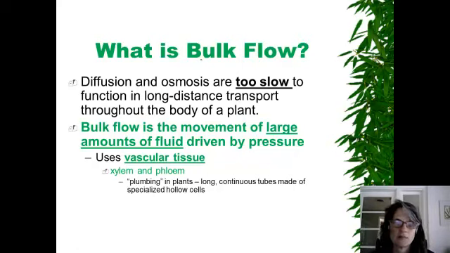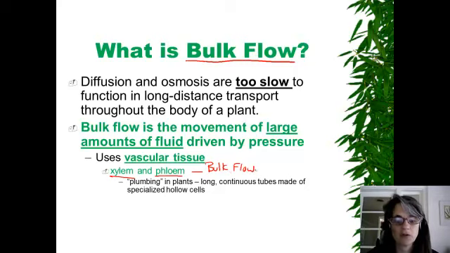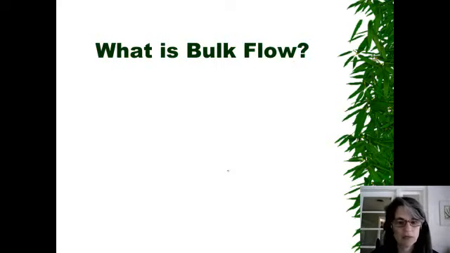All right, last term before we get into more specifics, bulk flow. This is when we are moving massive quantities of material in an organism. You do bulk flow in your own body. Your heart is pushing massive volumes of blood and blood plasma, water, whatever, throughout your body in large amounts, rapidly. Plants do bulk flow as well. They do so using their own vascular tissue, xylem and phloem.